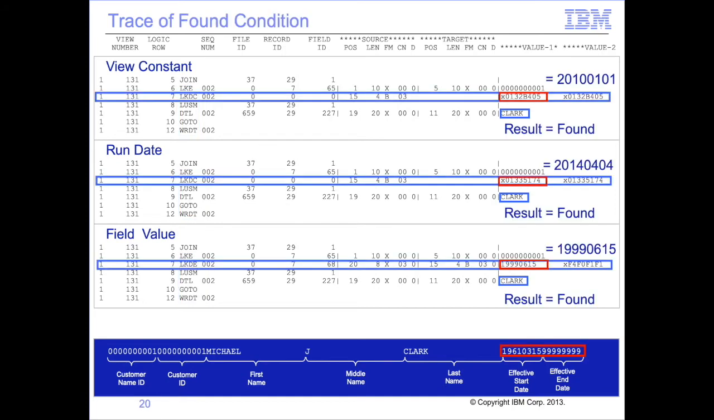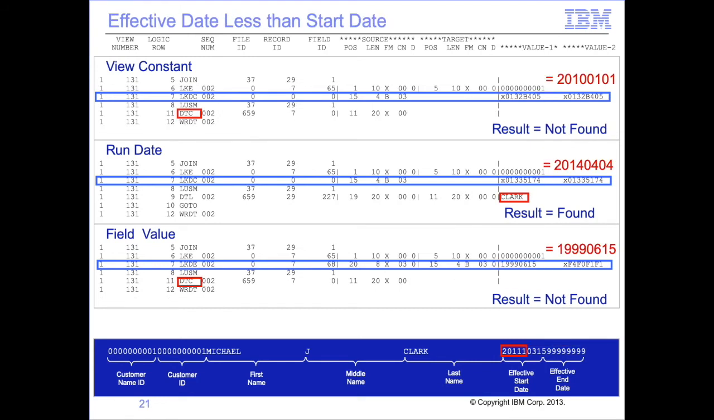Let's examine the LKDC and LKDE functions more deeply and what effective date is used in each. At the bottom of the screen is shown the effective start date for the target reference file record, 1961-03-15, and its end date is all nines. Since all three LKD effective dates, 2010 for the view constant, 2014 for the run date, and 1999 for the event file field, are within this range, the results for all three are found conditions. Note that the value for the LKDE is not shown in binary in the trace because the source data is not binary. Conversion to binary takes place as part of the logic table function processing.